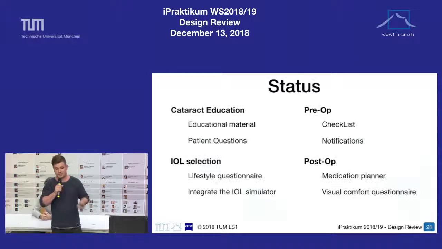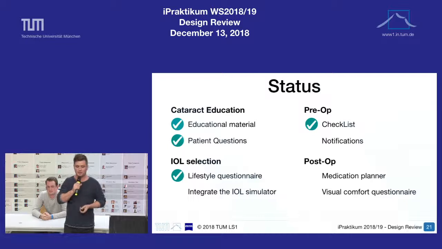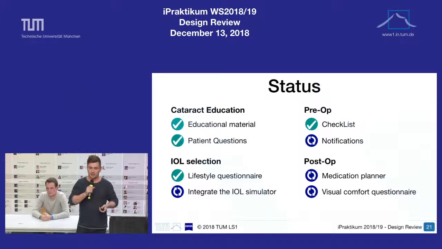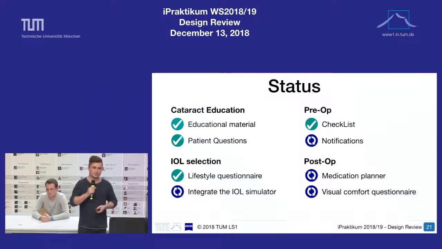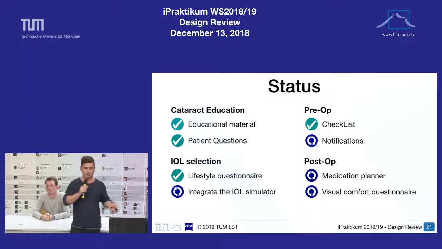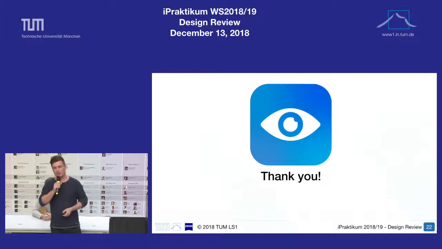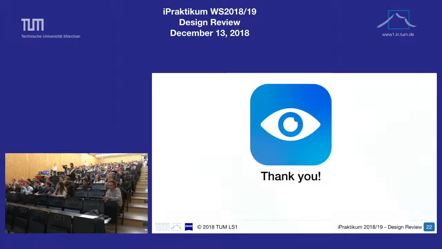So what's the current status? So far, we've implemented the education material, the patient questions, the lifestyle questionnaire, and the checklist. We're looking forward to implementing the IOL simulator, the medication planner, and the visual conflict questionnaire that will allow our patients to evaluate their vision within their smartphone application. Thank you, and now we are ready for your questions.